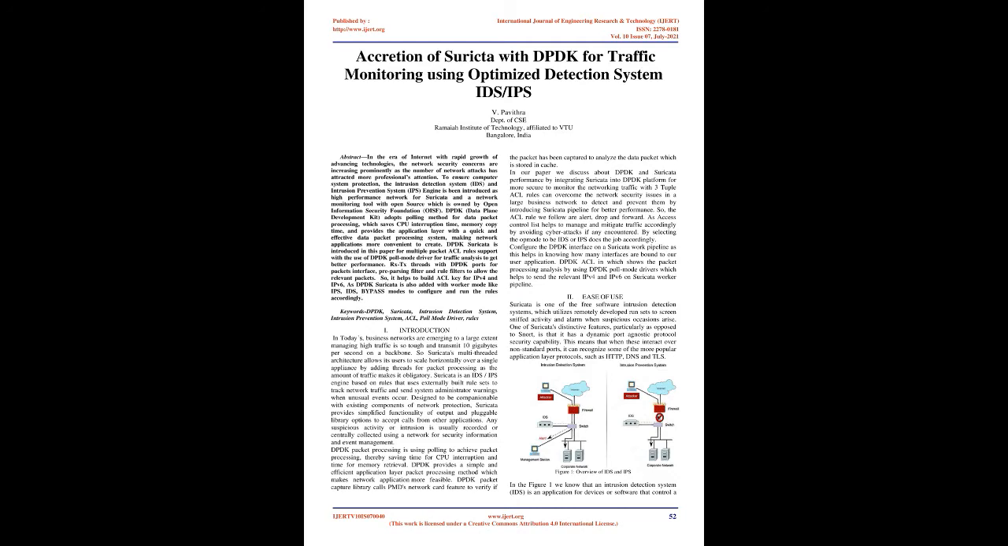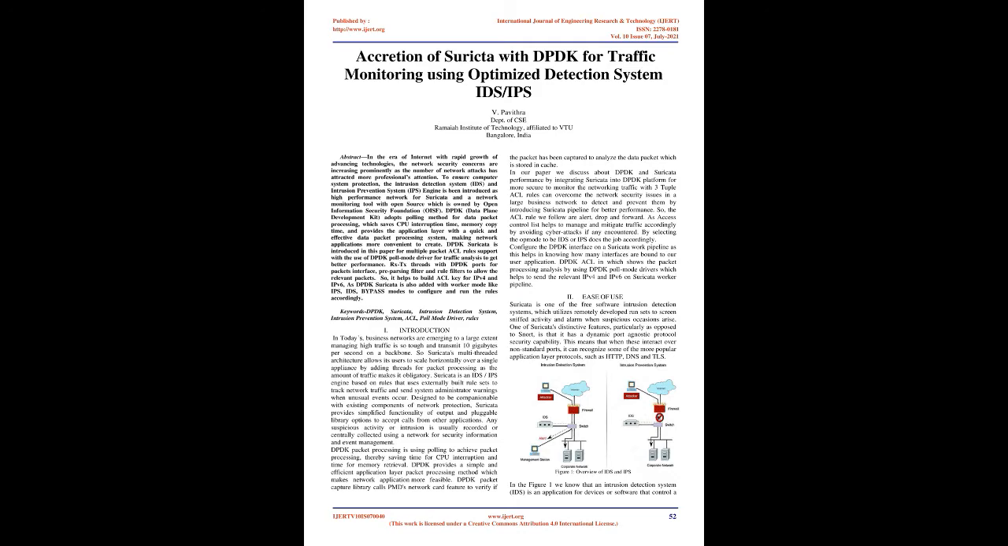An access control list helps to manage and mitigate traffic accordingly, avoiding cyber attacks if any are encountered. Selecting the IP mode to be IDS or IPS does the job accordingly. Configure the DPDK interface on a Suricata work pipeline, as this helps in knowing how many interfaces are bound to our user application. DPDK ACL shows the packet processing analysis using DPDK poll mode drivers, which helps to send the relevant IPv4 and IPv6 packets on the Suricata worker pipeline.